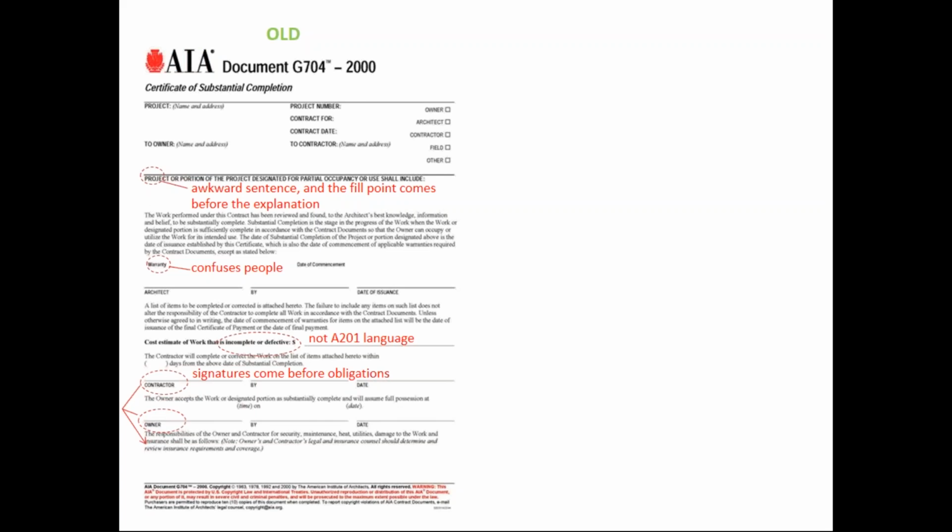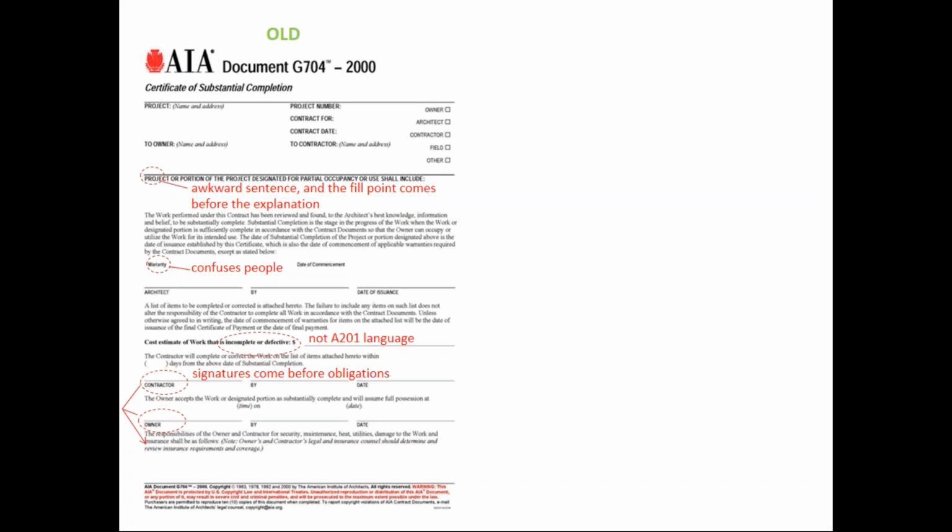One of the things that we received quite a lot of complaints about over the years was that the first sentence was a bit awkward, and people were confused by exactly what is supposed to be included in that first fill point. We also had a lot of people ask us about the warranty fill point. Now, the A201 states that warranties start upon substantial completion unless they have been specifically identified elsewhere.